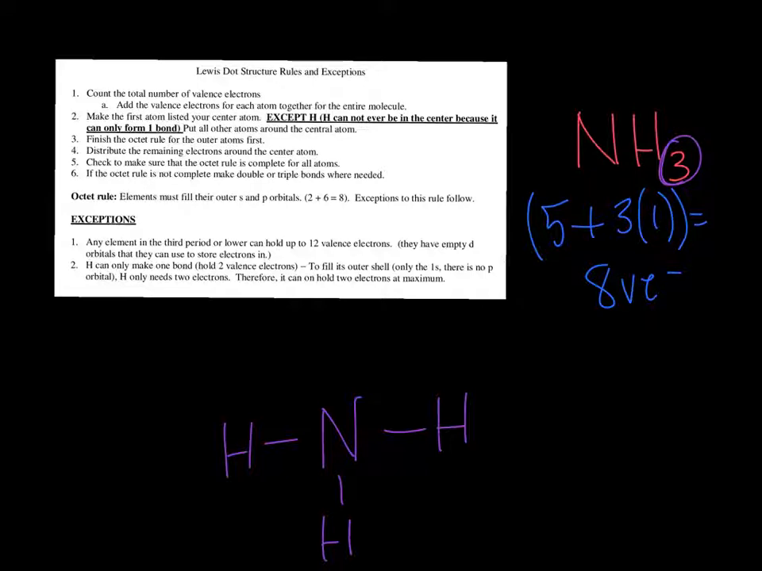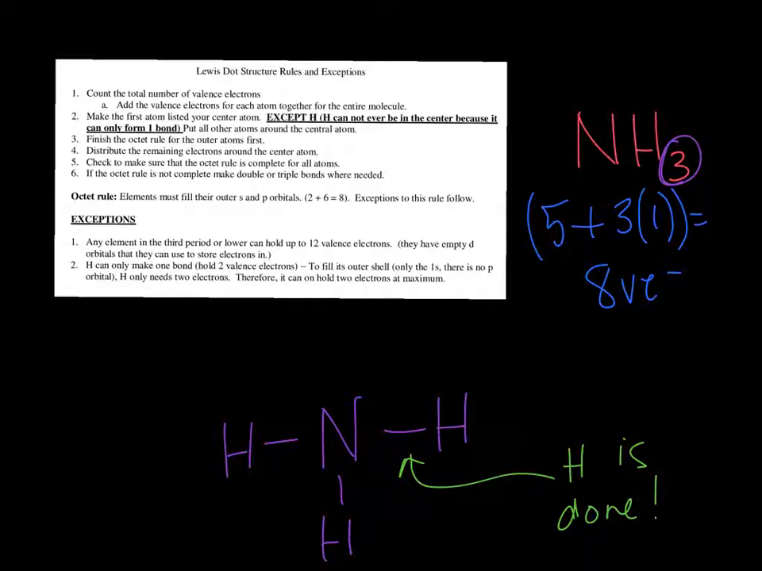And then it says number 3, finish the octet rule for the outer atoms first. The outer atoms are hydrogen, and hydrogen can only do this. That's all it can do. Hydrogen can only make this 1 bond, and that's it. Okay, so we can't put any more dots on hydrogen or anything.